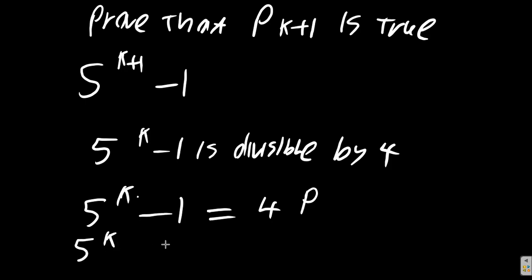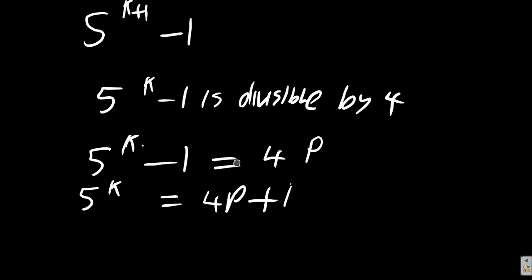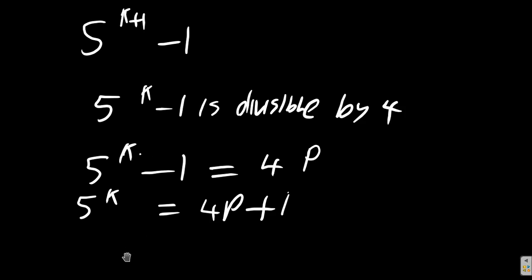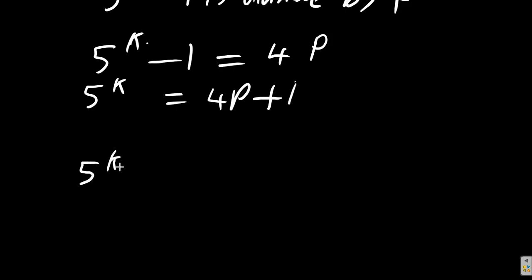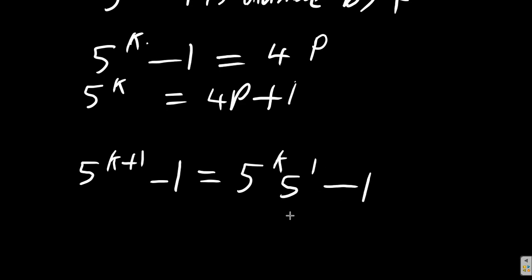Now, 5 to the k is equal to, let's transpose, 4p plus 1. Alright, good. Now, let's rewrite 5 to the k plus 1 minus 1. This is equal to, using our knowledge of indices, 5 to the k times 5 to the 1, minus 1. All right? But 5 to the 1 is just 5, so you can write this as 5 to the k times 5. You see that?